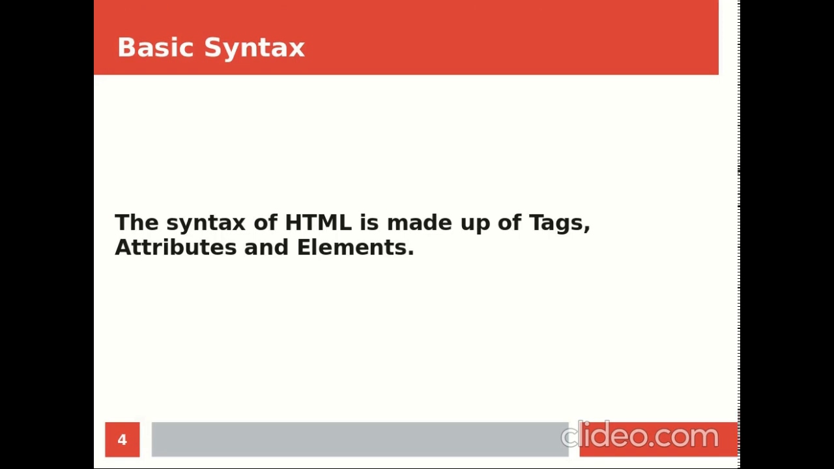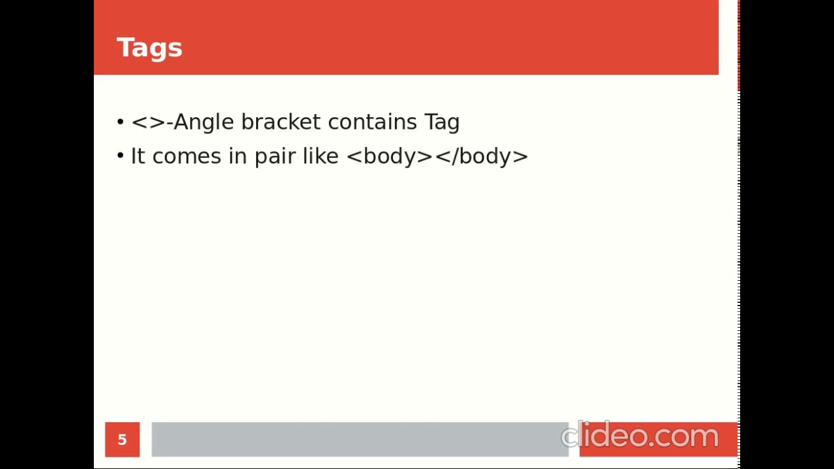So now back to the HTML, the basic syntax. The syntax of HTML is made up of tags, attributes and elements. These three things are the main part of HTML. Tags are always represented by the angle brackets. They come in pairs, like this body and this another body which has this slash.